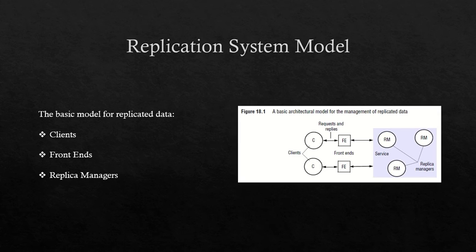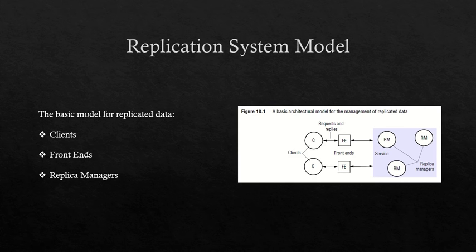The next step here is the actual replication system model. The basic model for it is clients, front ends, and replication managers. Your clients are going to be someone like you or me that's wanting some information online or something like that. Your front end managers are kind of like the middleman. They talk between the clients and the replication managers.